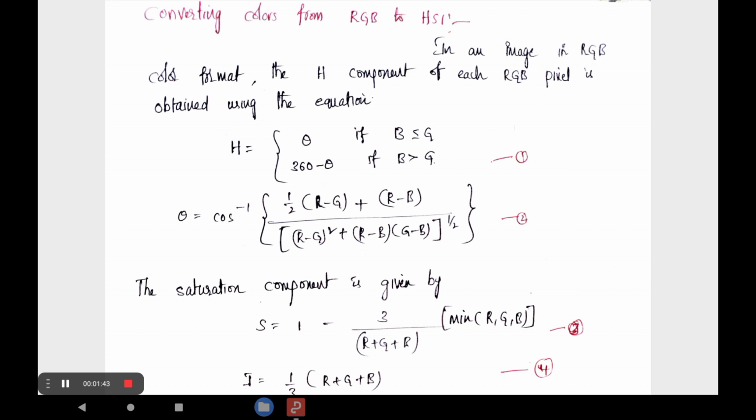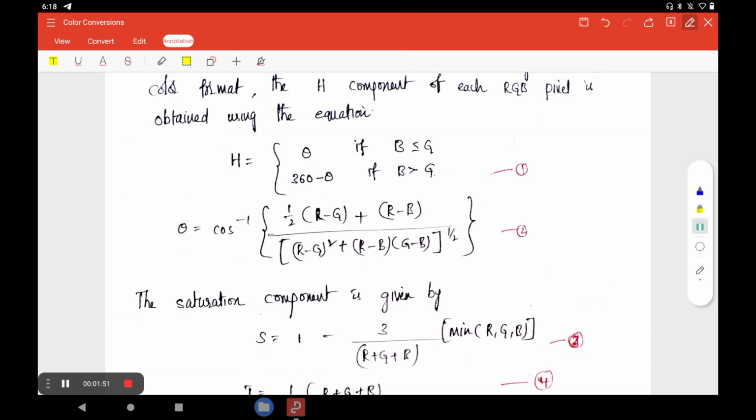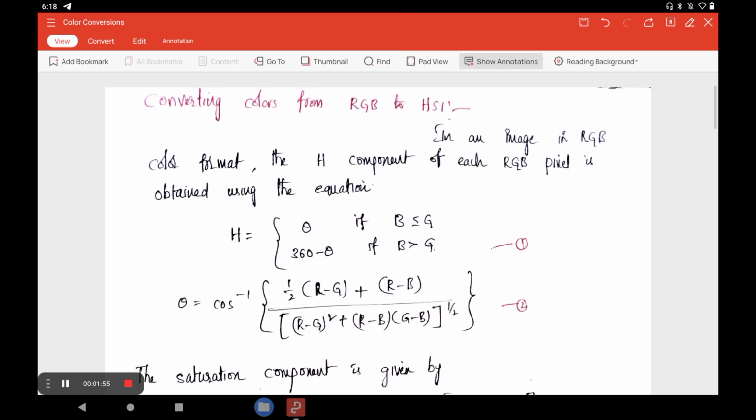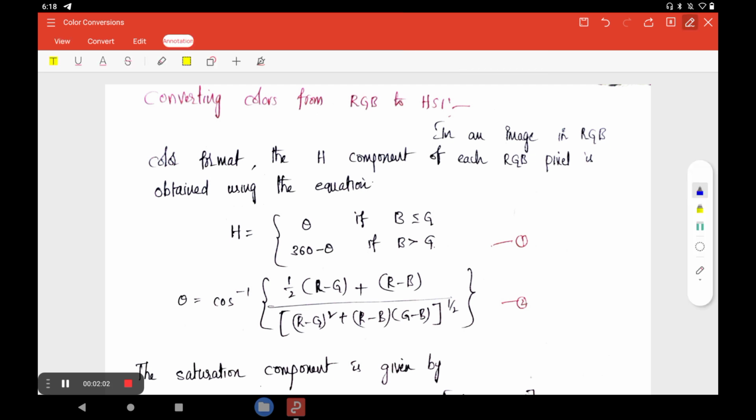I think all of you know red, green, and blue are primary colors. Now suppose you want to convert colors from RGB space to the HSI model. So let us consider the given image is in RGB format.